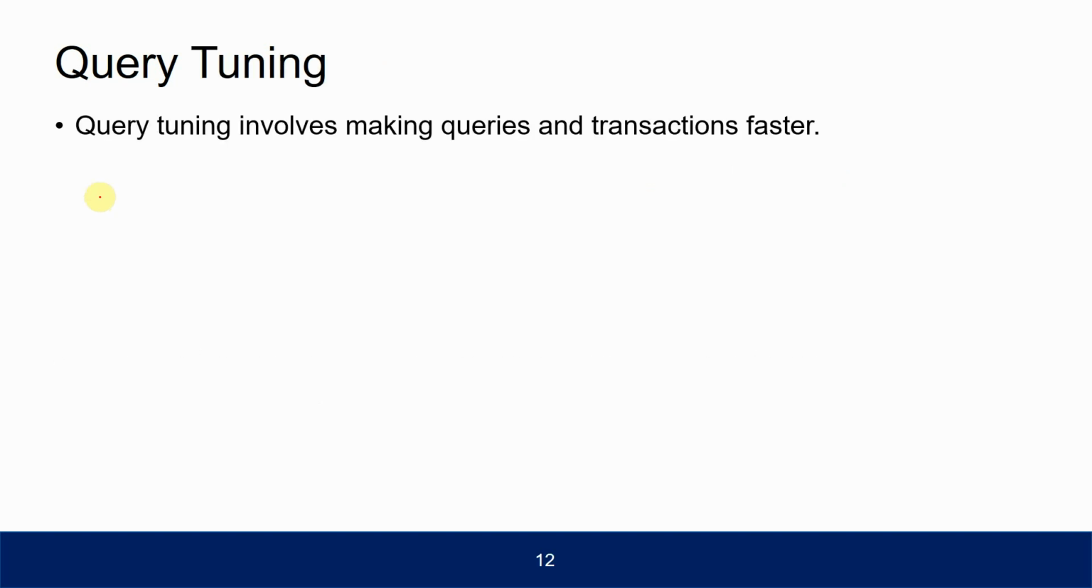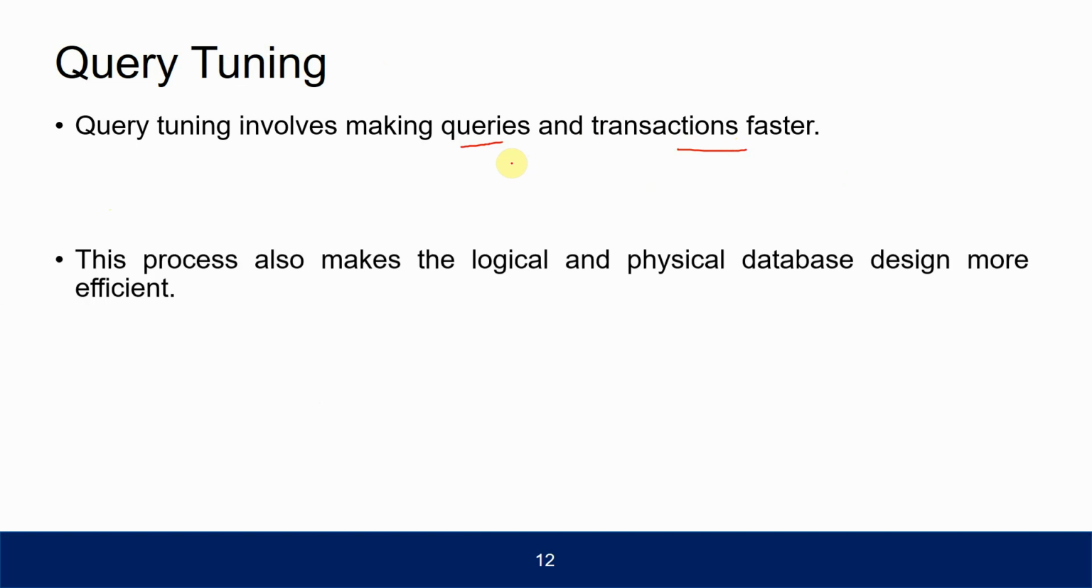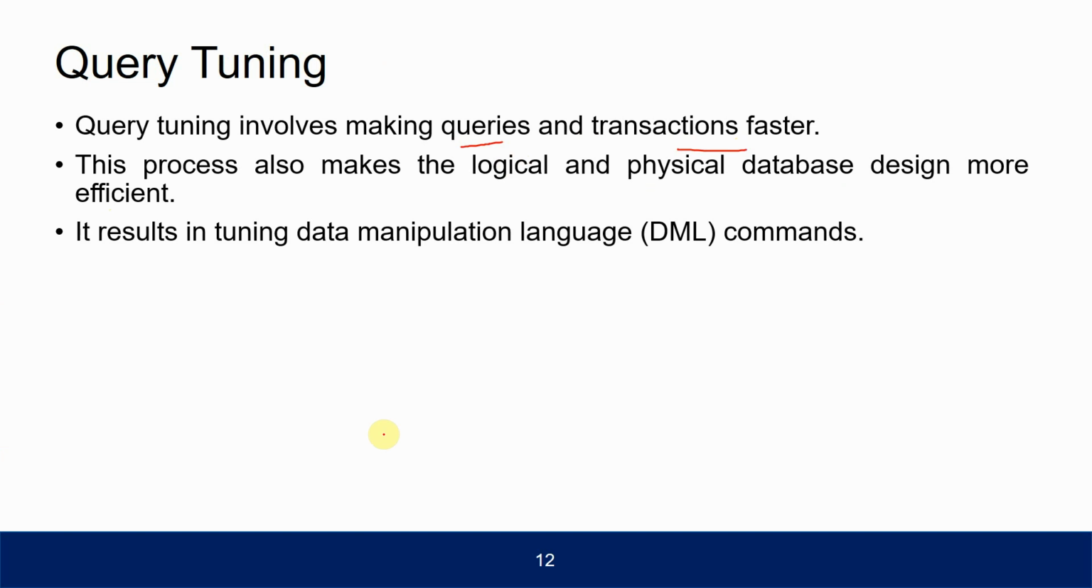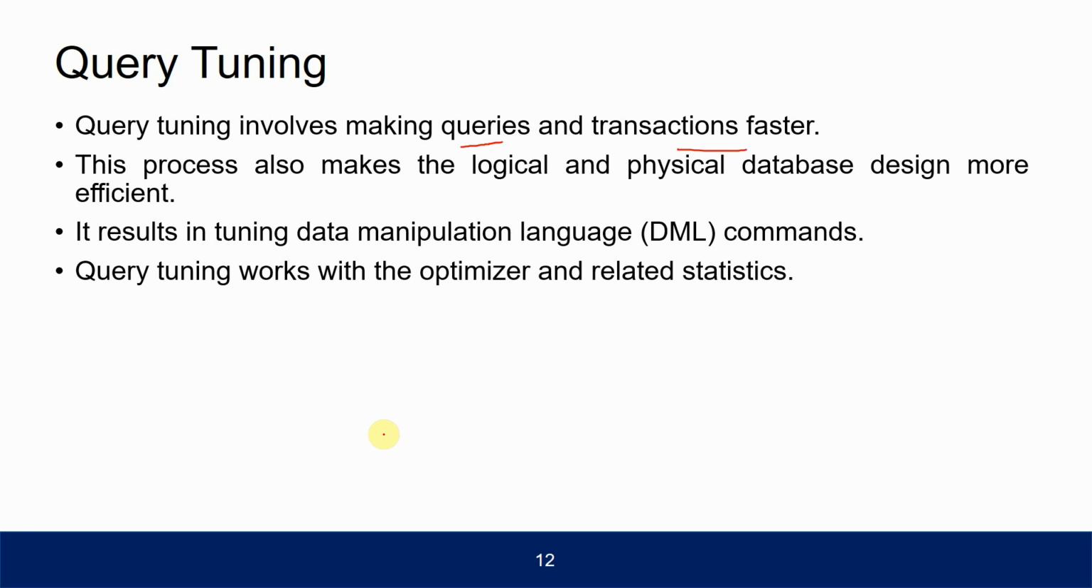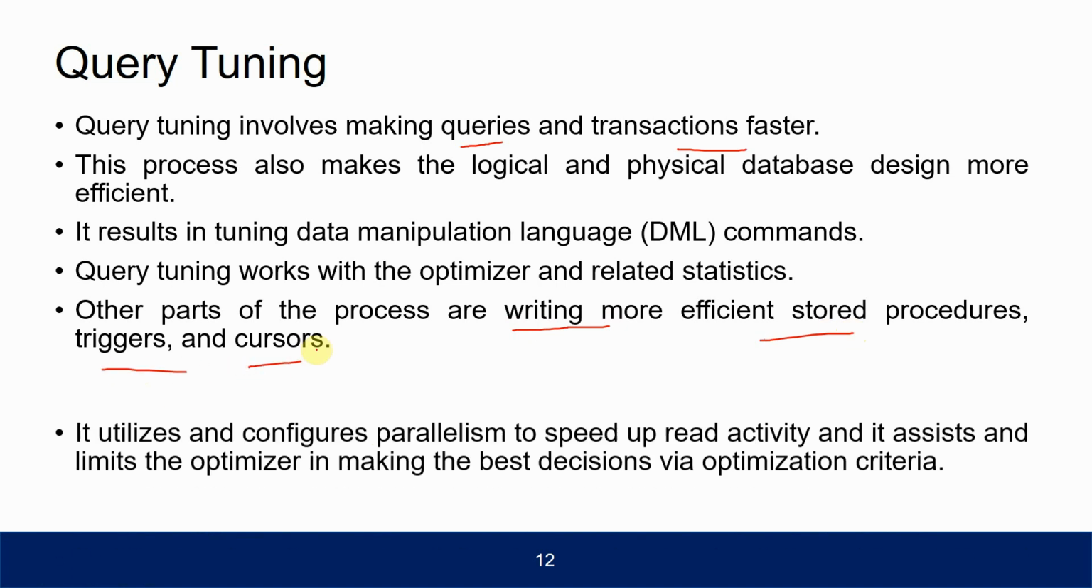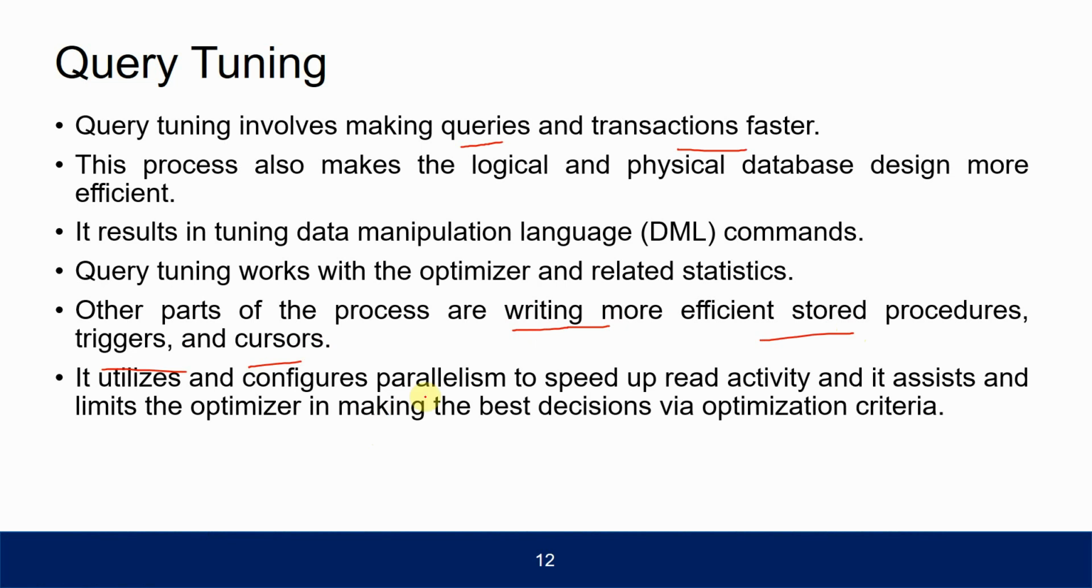Query tuning. Query tuning involves making queries and transactions faster. That's the objective. This process also makes the logical and physical database design more efficient. It results in tuning data manipulation language, that is DML commands. Query tuning works with the optimizer and the related statistics. Other parts of the process are writing more efficient stored procedures, triggers, and cursors. It utilizes and configures parallelism to speed up read activity, and it assists and limits the optimizer in making the best decisions via optimization criteria.